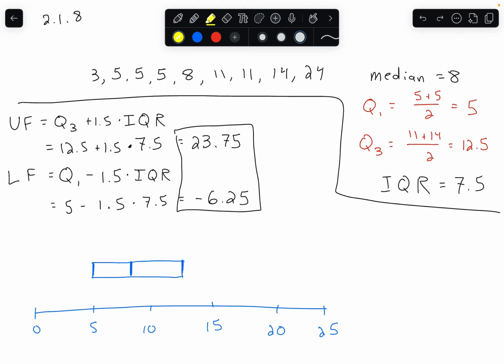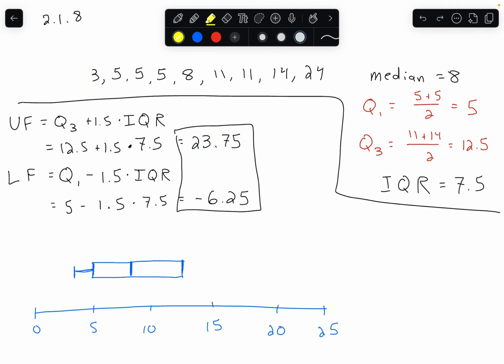So I'm going to look at the smallest data value here, which was 3. That is not less than negative 6.25, which means that that is not an outlier. So what that means is for the lower end, the whisker of this box plot is going to extend to 3, which we'll say is roughly right here between 0 and 5, a little bit closer to 5. So we do not have any outliers on the lower end because 3 is in between these two numbers. It lives in this interval. So 3, not an outlier.